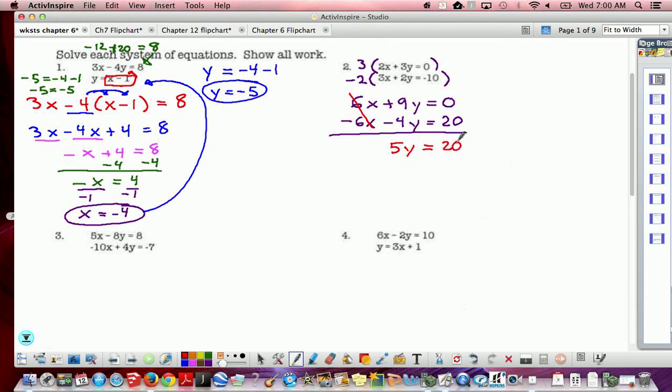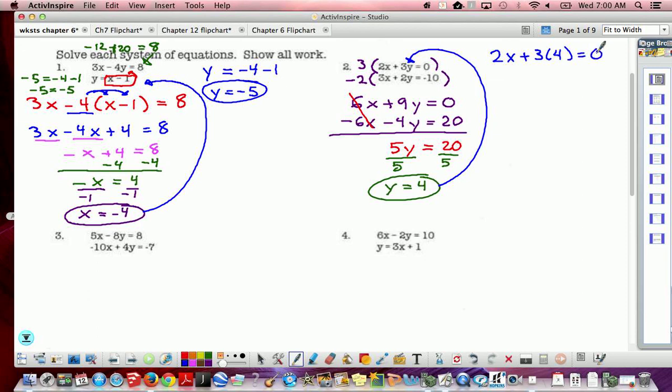Equals 0 plus 20 is 20. Divide both sides by 5, and y equals 4. Now, I have y, still need to find x. I'm going to plug it into the first equation here. So I have 2x plus 3 times 4 equals 0. So really I have 2x plus 12 equals 0. So if I subtract the 12, 2x equals negative 12. Divide by 2, x equals negative 6.